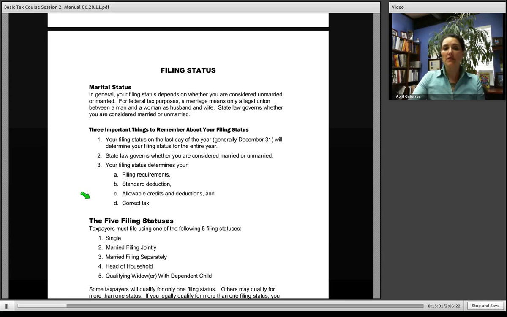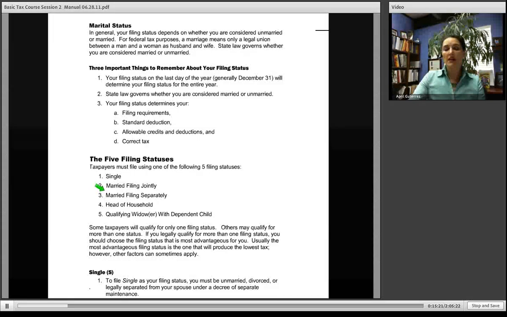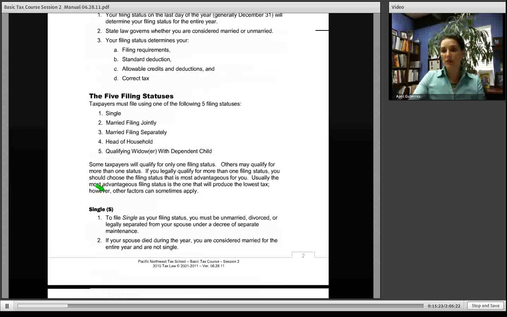So again, 3 important things to remember about your filing status. Your filing status on the last day of the year determines your filing status for the whole year. State law determines whether you are married or unmarried, and your filing status determines your filing requirements, the standard deduction you are allowed to claim, allowable credits and deductions you might be allowed to claim, as well as how to figure your correct tax. Let's take a look at the 5 filing statuses.